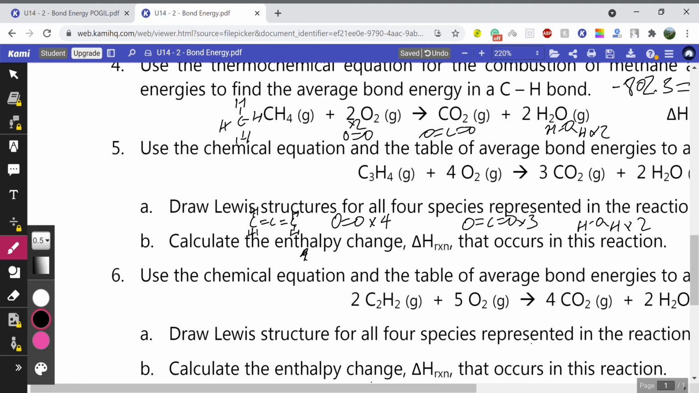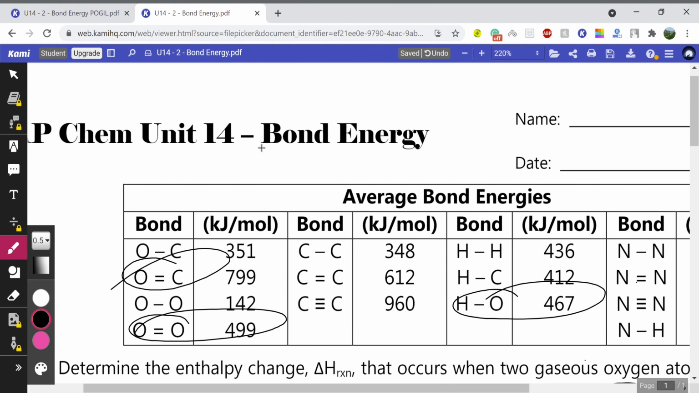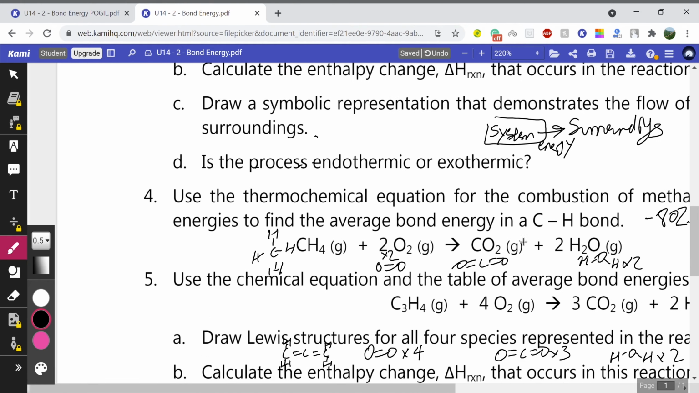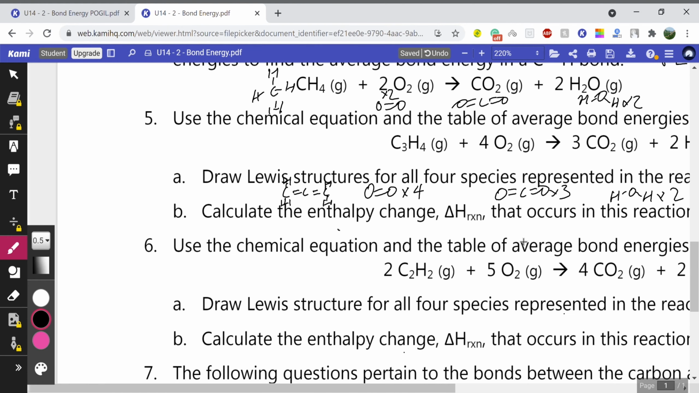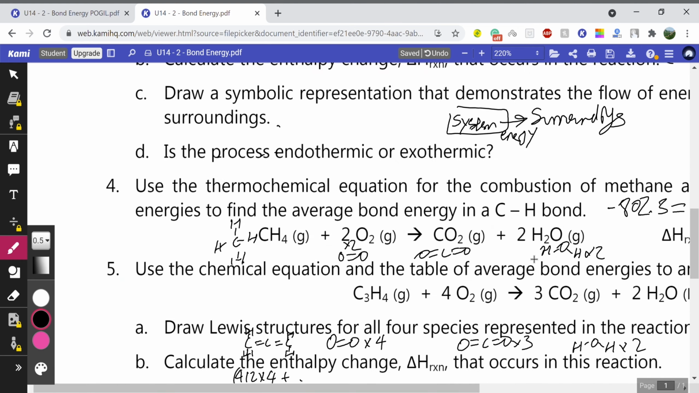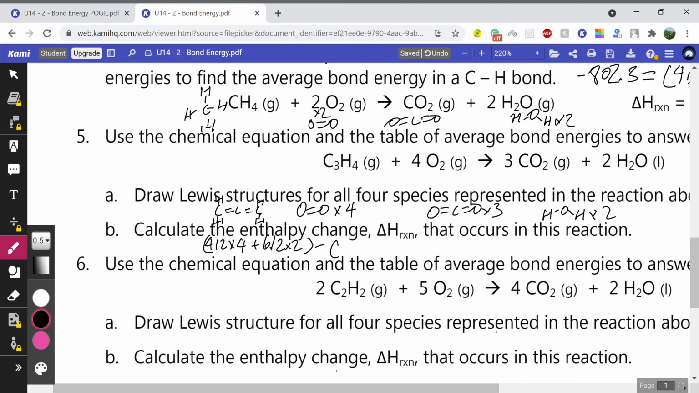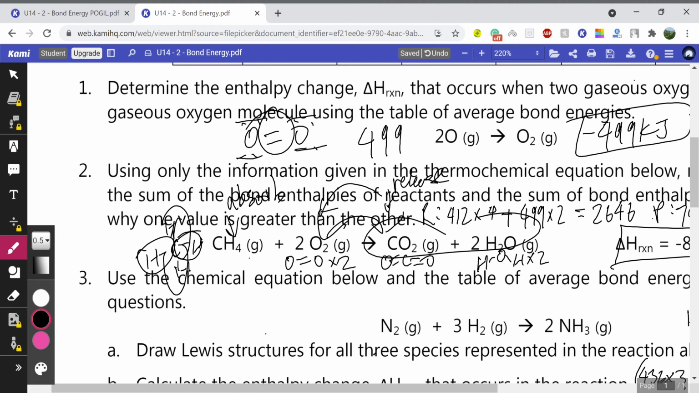Okay, so this is basically doing what we've done again. So we have 4 C-H bonds. C-H has an energy of 412. 412 times 4 plus C double C bond times 2, 612 times 2. Nope, sorry, plus. We still got to add more. Add O double O times 4, which is 499 times 4.